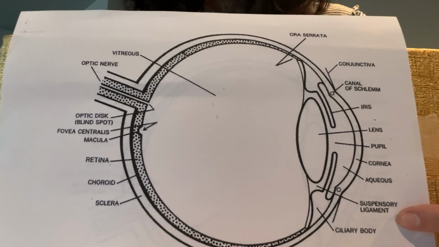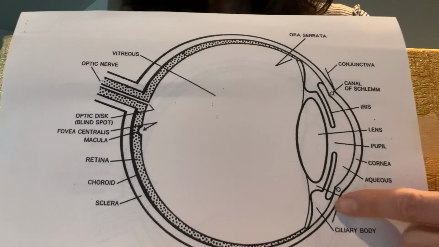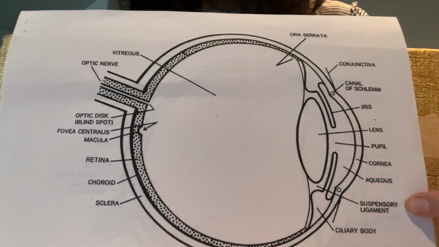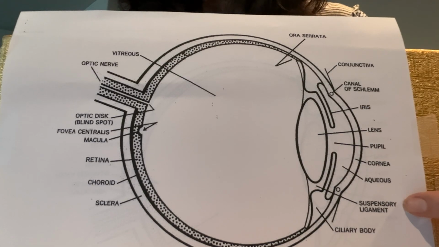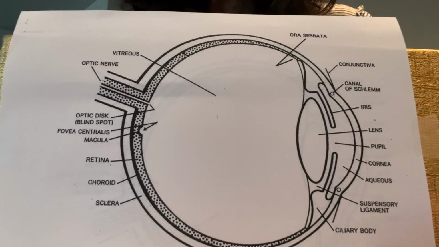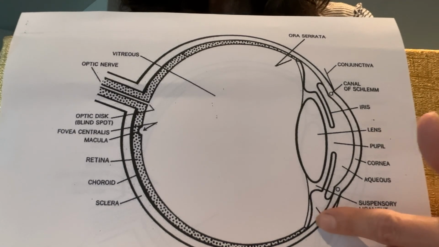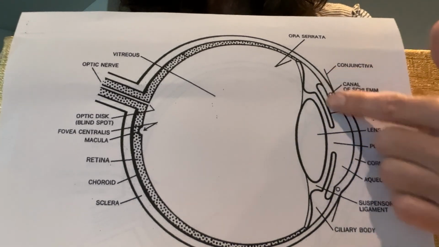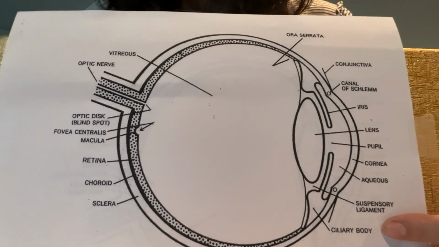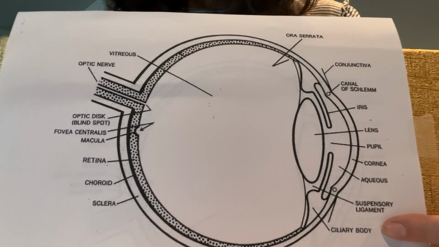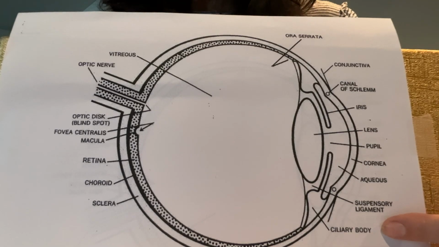Next, we're going to move on to the suspensory ligaments here. These ligaments are long, thin fibers which connect the crystalline lens to the ring of the ciliary muscles. The ciliary muscles or the ciliary bodies are here, here. The ciliary muscles are muscles that control focus of the eyes by causing the lens to change shape.